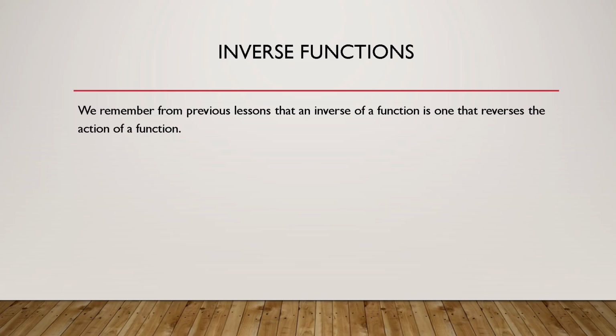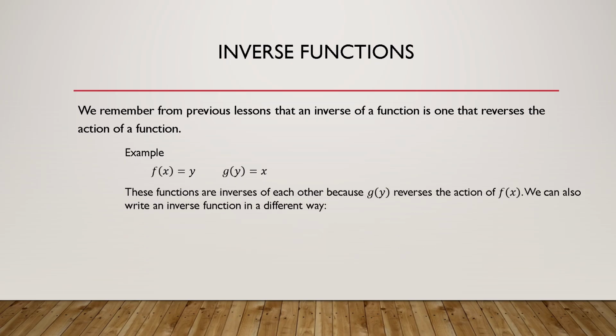We remember from previous lessons that an inverse of a function is one that reverses the action of a function. For example, f of x is equal to y and g of y equals x. These functions are inverses of each other because g of y reverses the action of f of x. We can also write an inverse function in a different way by using a negative 1 exponent symbol over the function. F of negative 1 of x is equal to g of y.